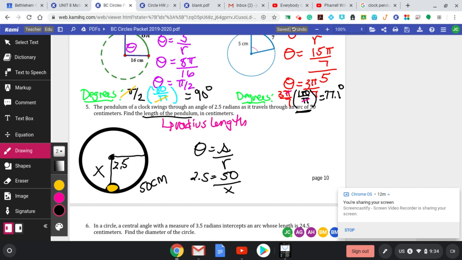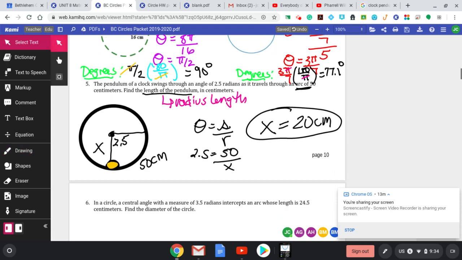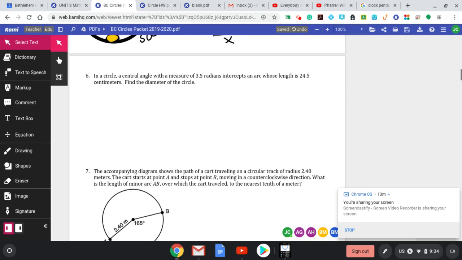2.5x equals 50. Divide both sides by 2.5. Hopefully x ends up being, or r, whatever you ended up leaving it as, 20 centimeters. Okay, so that radius is 20 centimeters. All good? All right, next up, I'm going to let you guys do number 6.